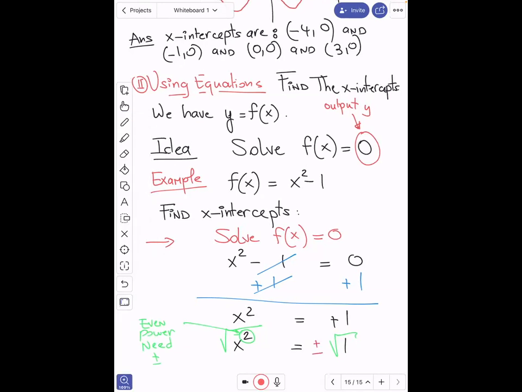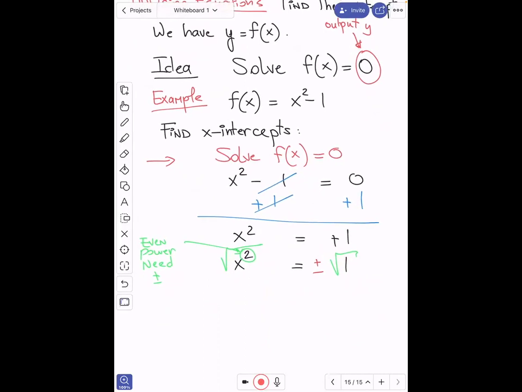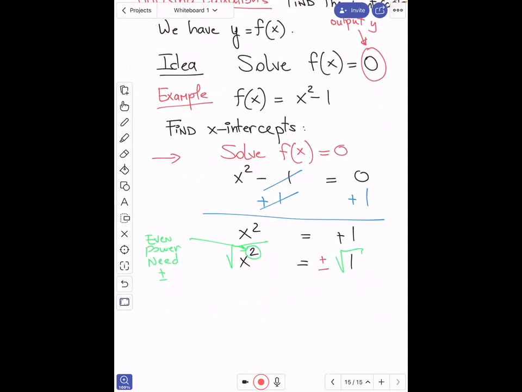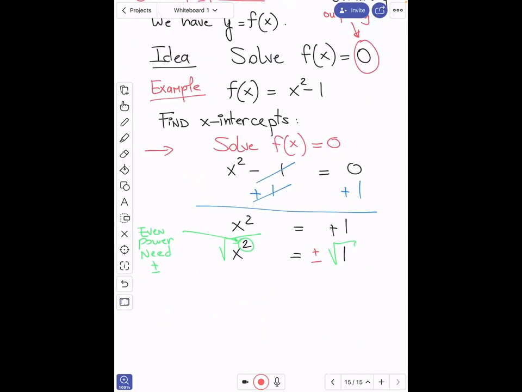And just to remind you, if the power is odd, then you don't need the plus or minus. So then your x here would be, of course, the square root of 1, which is equal to 1 because 1 times 1 is 1. So we're going to have two solutions here. Either x is positive 1 or x is negative 1. All right, so there are two solutions.